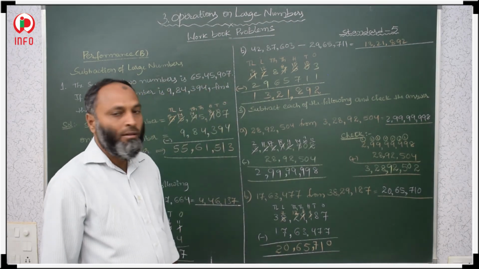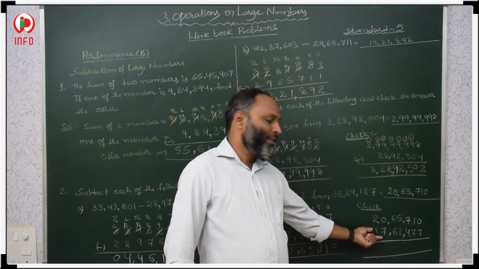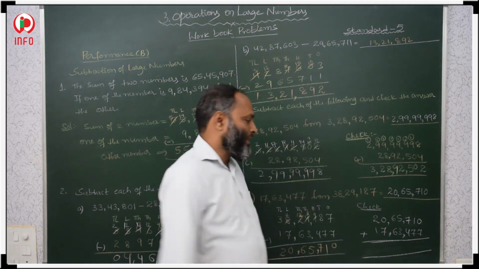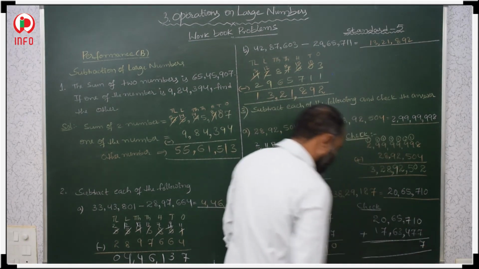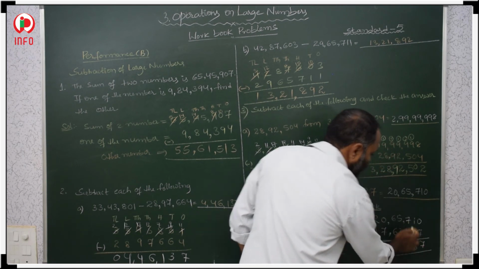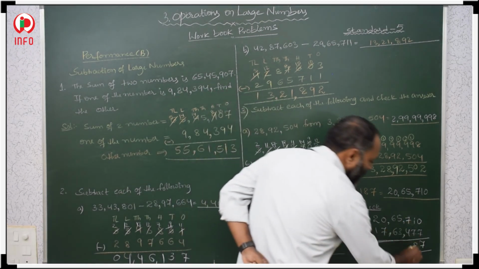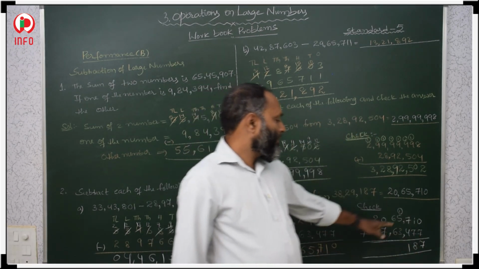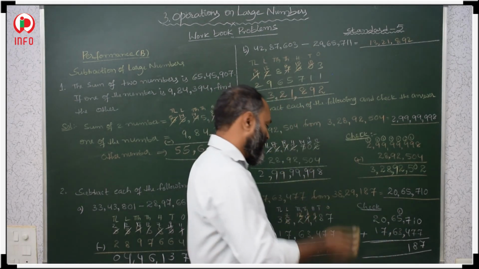Now check. Now this is the difference and this is the subtrahend. Add difference and subtrahend. Now you check. 0 plus 7 is 7. And 7 plus 1 is 8. 7 plus 4 is 11. 11 means 1 in hundreds place, 1 in thousands place. 5 plus 1, 6. 6 plus 3, 7, 8, 9.